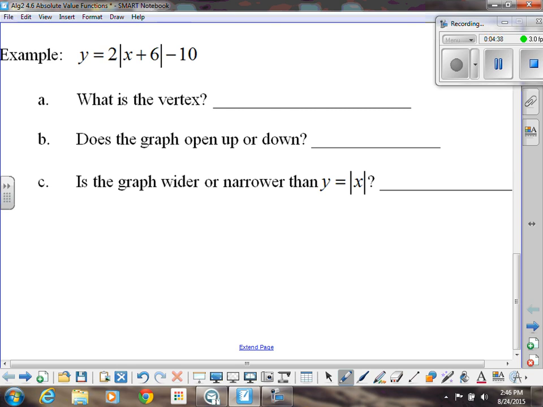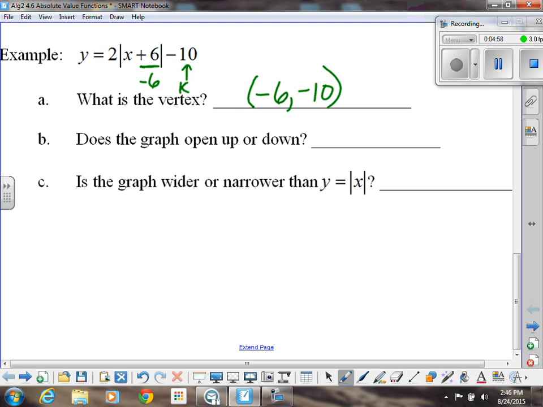In this first example, what is the vertex? Well, the vertex is h, k. So remember, I take the opposite of this. So the opposite of +6 would be -6. And then this is going to be my k value, the -10. So my h, k is -6, -10.